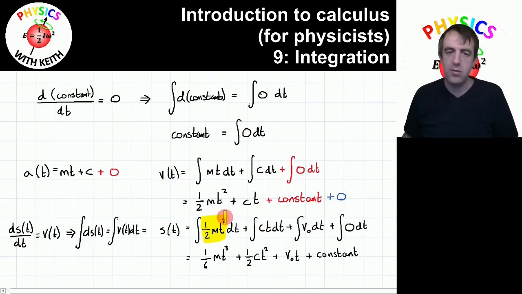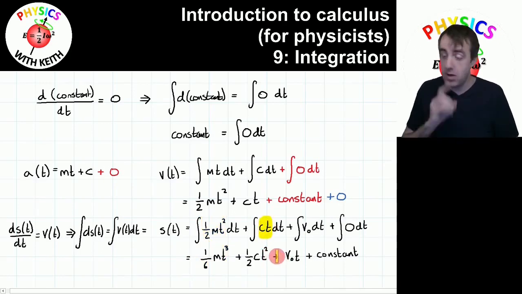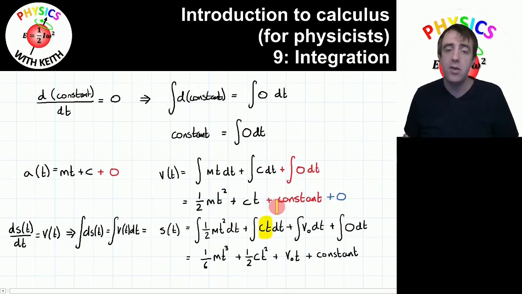Well, I'm going to first of all increment the power so it becomes a 3 and then divide by that power. So a half divided by 3 becomes a 1/6. With this term here, we have ct. That means it's a power of 1. So first of all, I increment the power so it becomes 2, and then I divide by that new power, so I get a half. That's where the half ct squared comes from.